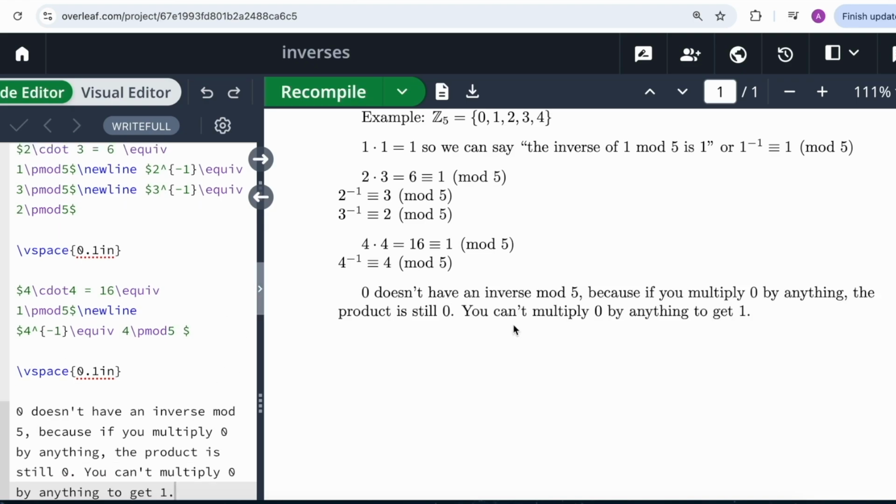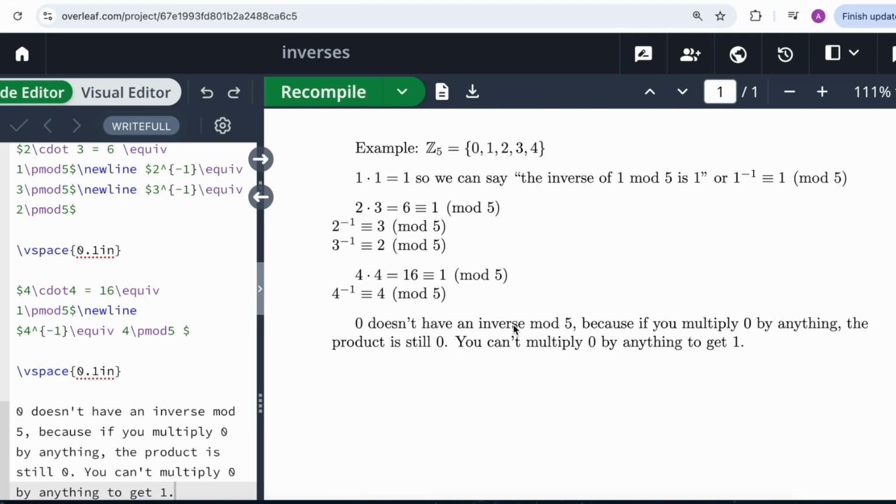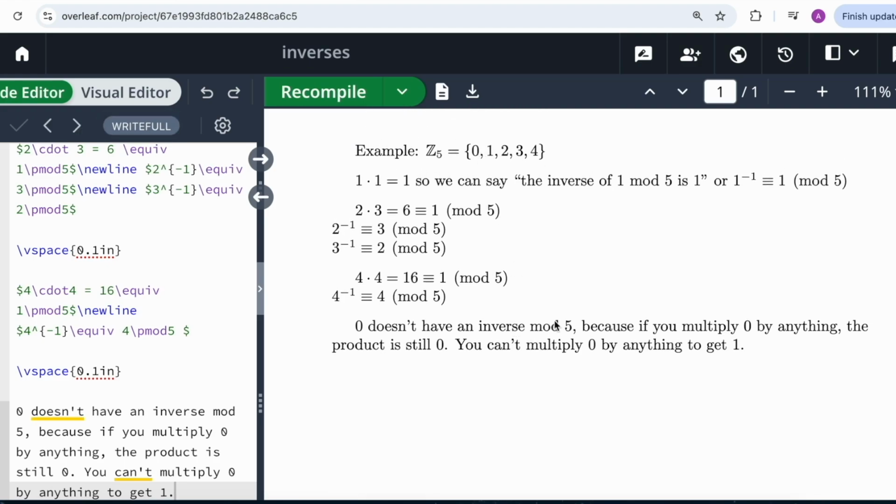So it's just not possible for 0 to have an inverse. In this case, everything has an inverse except for 0. That's not in general true. It's true in this case because 5 is a prime number. So every number other than 0 will have an inverse. But if we're working with something that's not a prime, it does get more complicated.